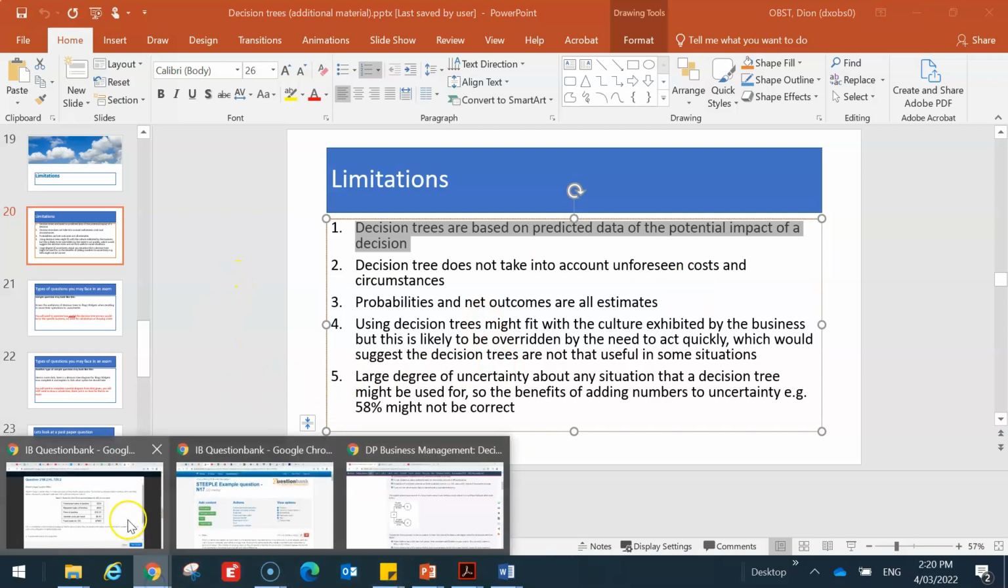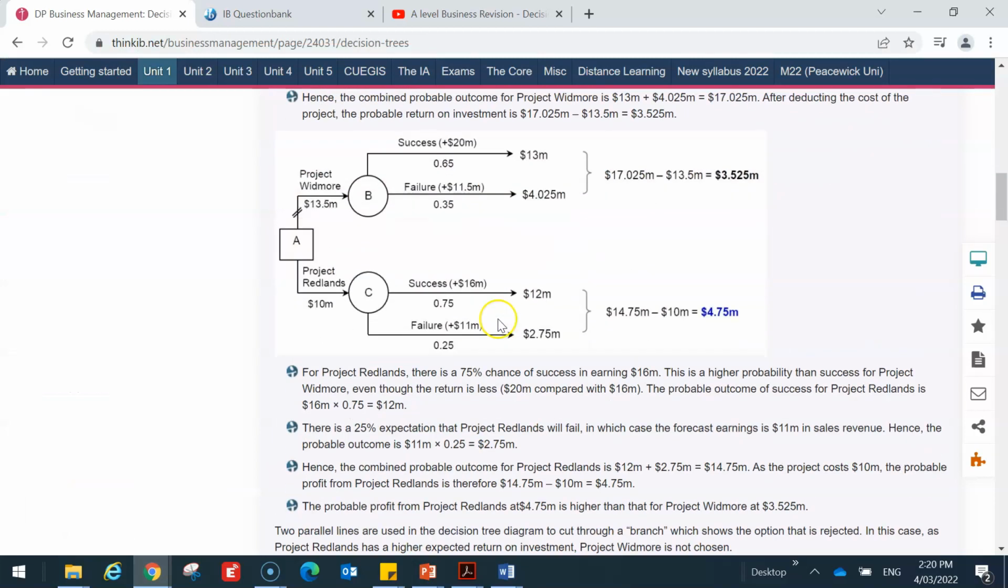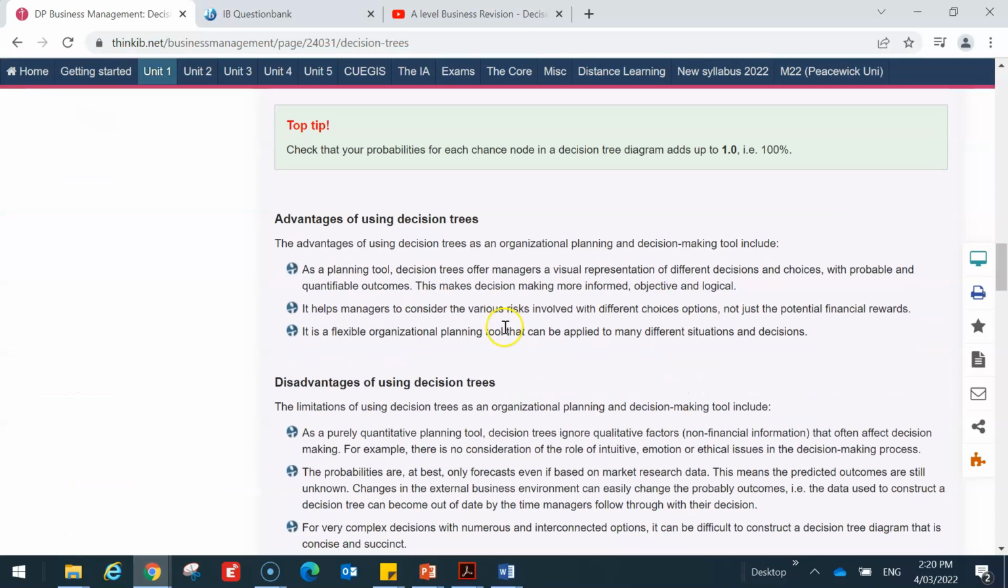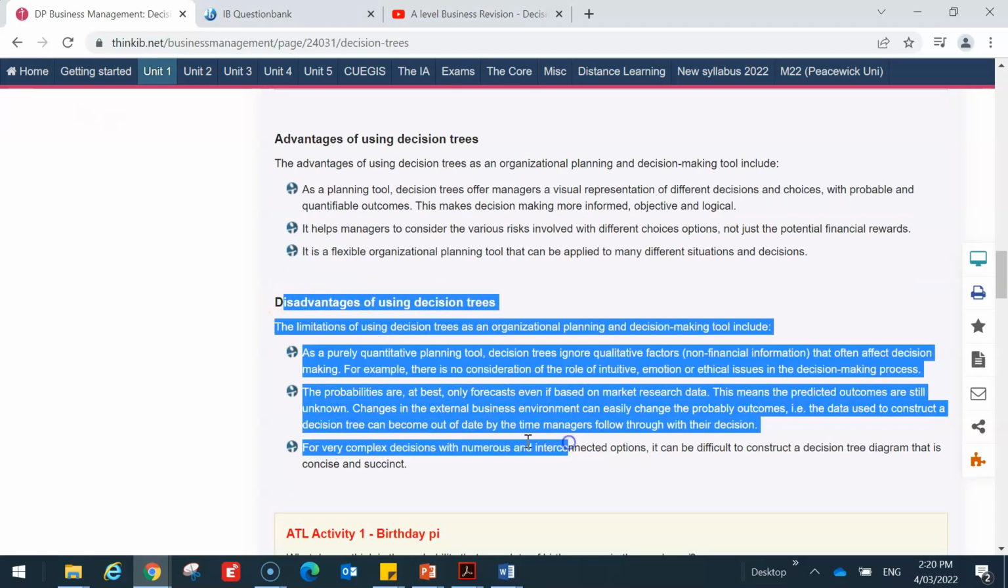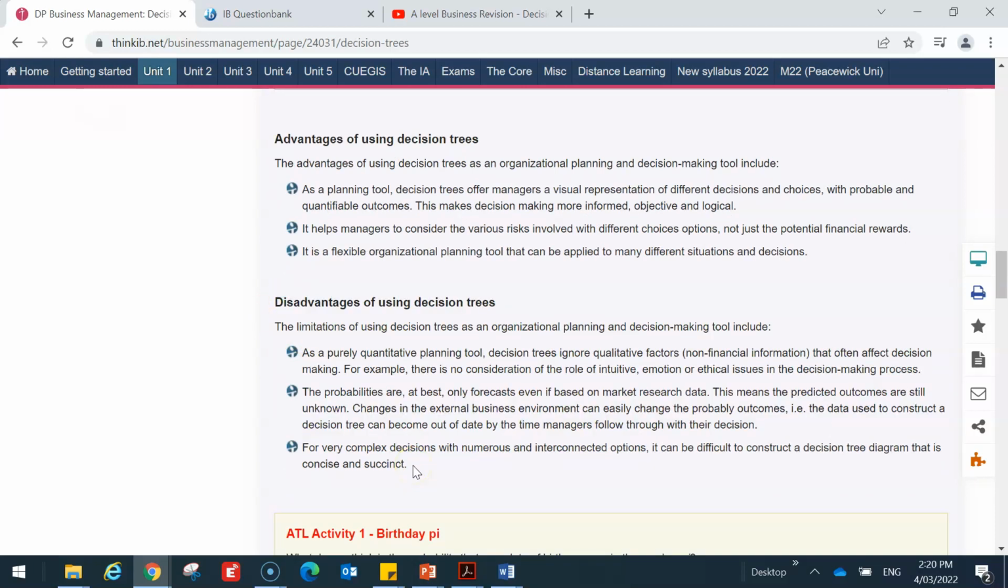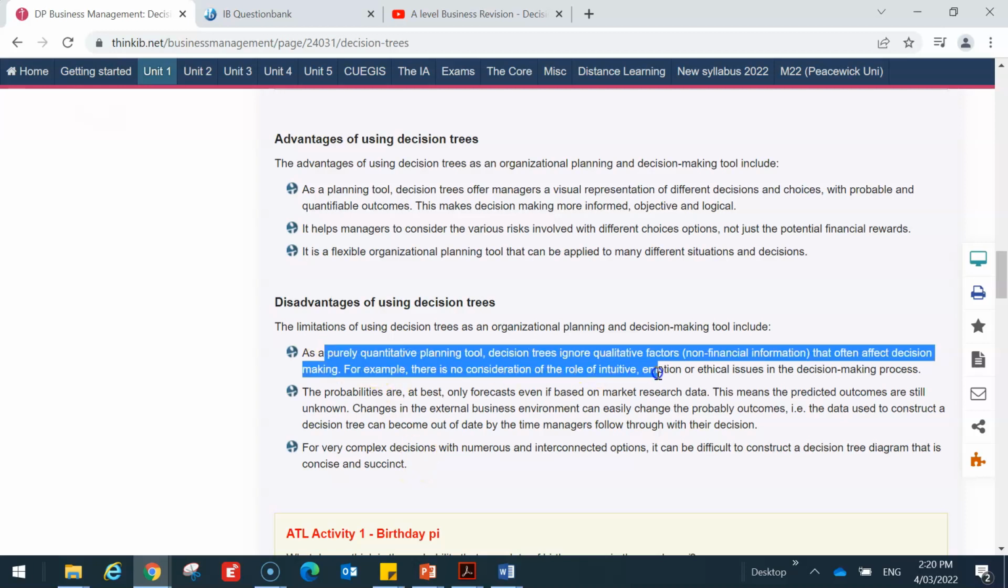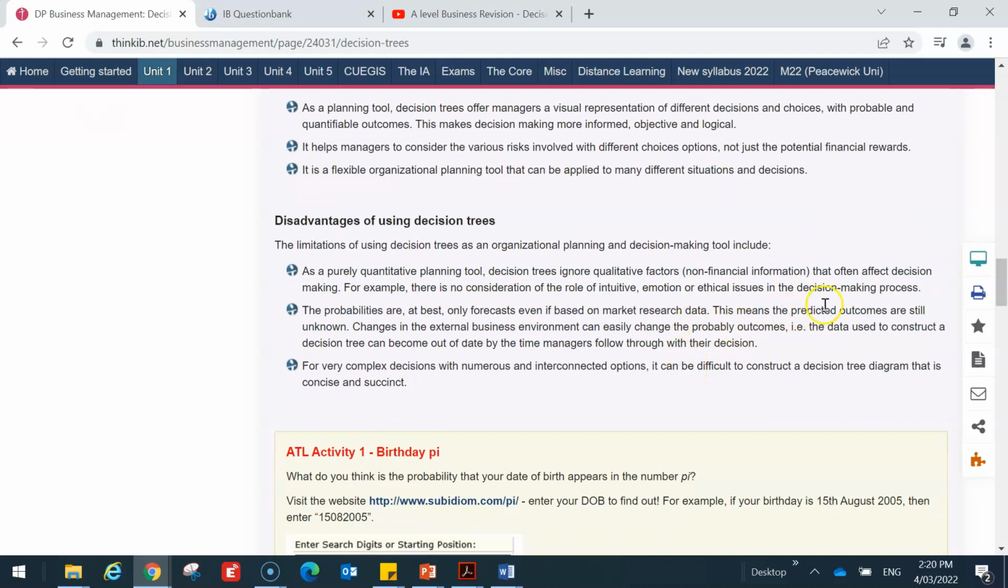There are also some brilliant limitations on InThinking. If you scroll right to the bottom, there we are, some of the disadvantages of using decision trees. I did mention this in class. It's a great tool, yes, but it's not the only tool that should be used by businesses to make that decision. It involves numerical and quantitative data, but it doesn't factor in any form of qualitative elements. So that's certainly a key weakness or disadvantage. Again, it reiterates that they are predictions and forecasts.